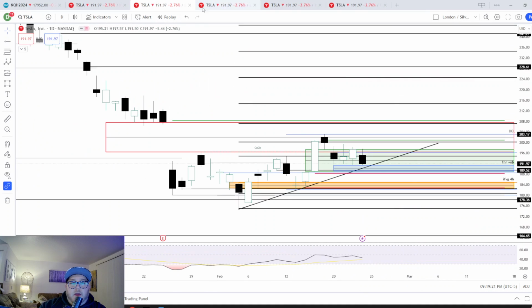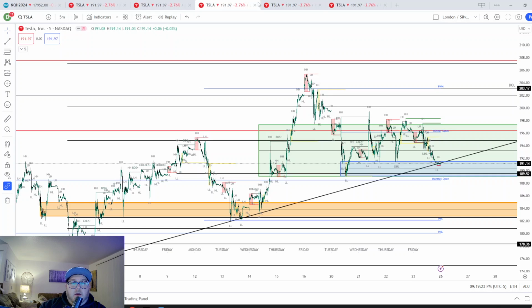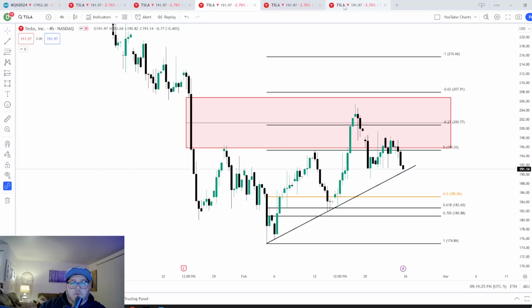Okay, if we drop down into the 4-hour chart, here's our 4-hour chart. On our 4-hour chart, a couple other things to highlight. If we look at the swing low here to this swing high here, we see that we've already come back down into optimal trade range. We've talked about that already.